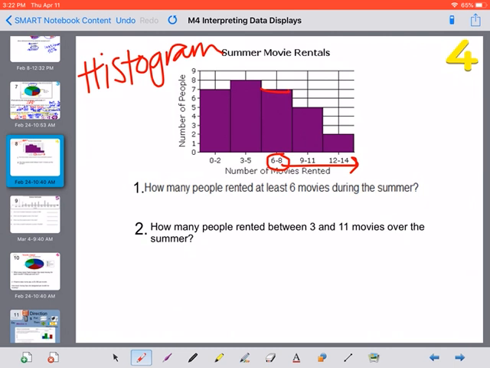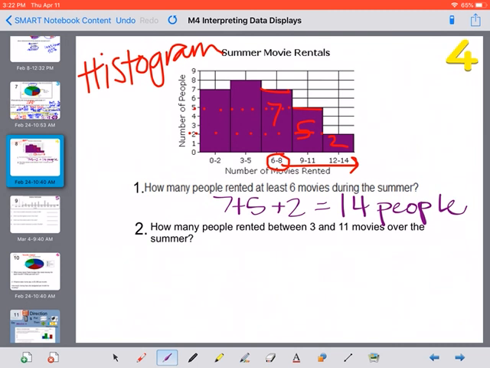So here, this is 7 people in this section. I believe if we follow this over, 5 in that section. And then down here, 2 in that section. So if we add those up, 7 plus 5 plus 2, well, 5 plus 2 is 7. 7 plus 7 is 14. There were 14 people that rented at least 6 movies during the summer.